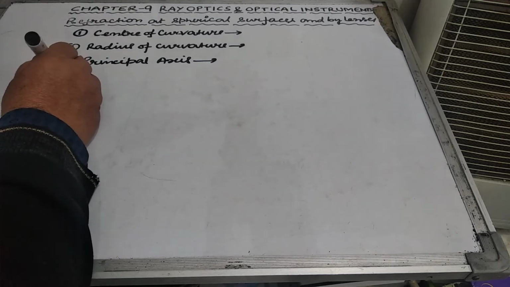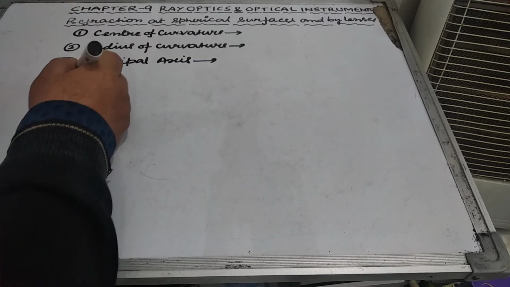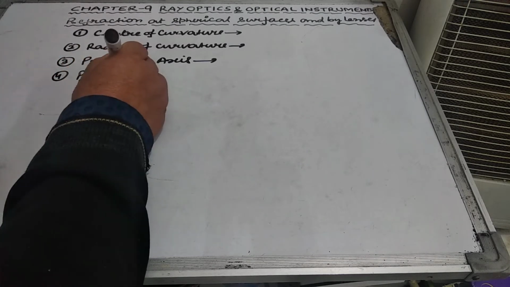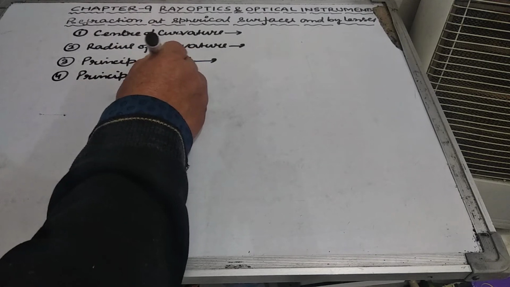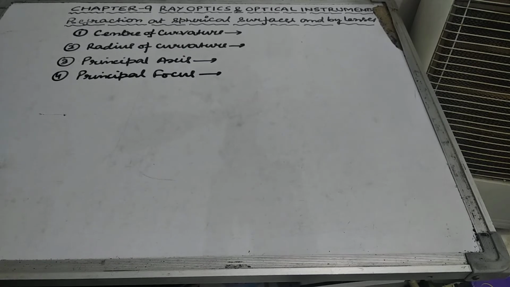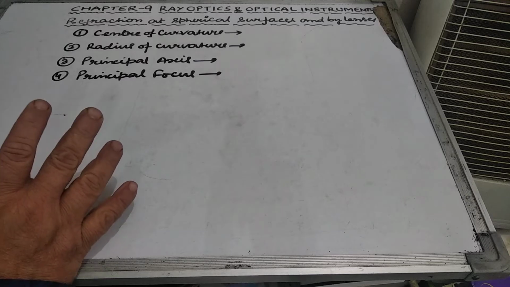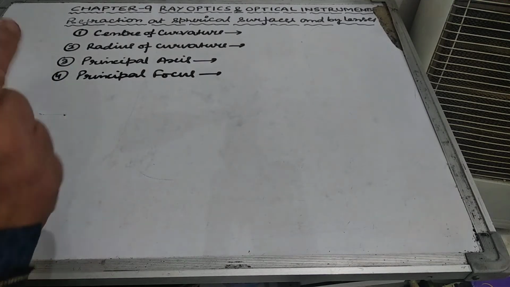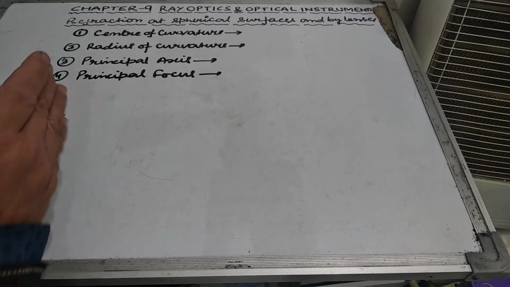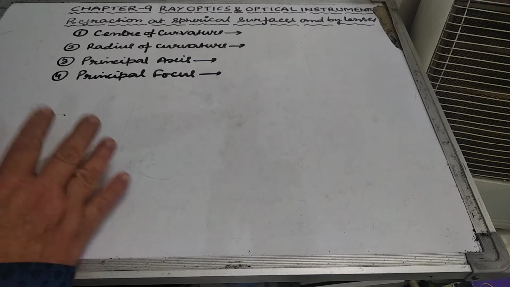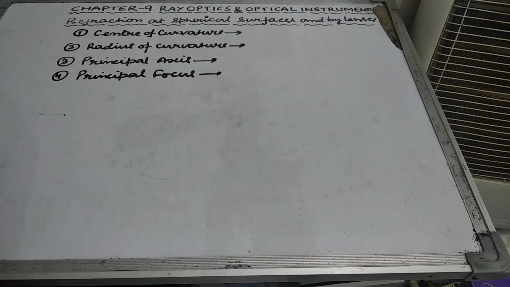And the fourth one is principal focus. This is a very important point. Just like radius of curvature, since lens is having two faces, it is having two radii of curvature. And in the same way, there are two focus of a lens.